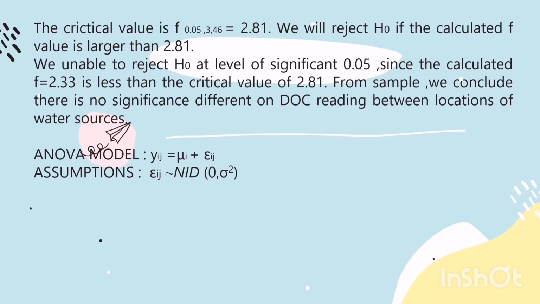The ANOVA model is Yij equals mu plus tau i plus random error epsilon ij. For assumption, we consider random error epsilon ij is independent and normally distributed with mean 0 and variance sigma squared.